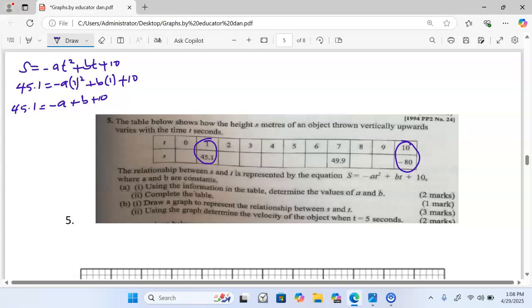That means if positive 10 crosses over, it is going to be a subtraction, meaning negative a plus b is going to be equal to 45.1 minus 10, you get 35.1. That means if we reorganize, we are going to have b minus a being equal to 35.1 as the first equation here.